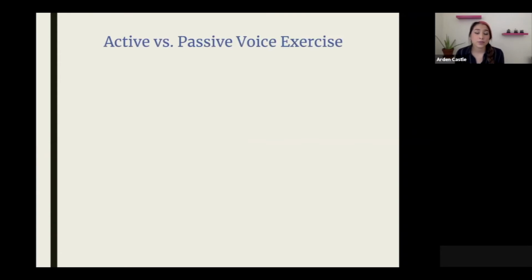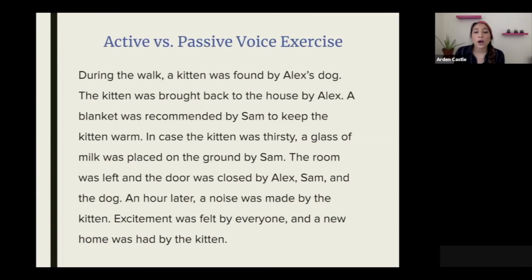So let's consider this paragraph. During the walk, a kitten was found by Alex's dog. The kitten was brought back to the house by Alex. A blanket was recommended by Sam to keep the kitten warm. In case the kitten was thirsty, a glass of milk was placed on the ground by Sam.